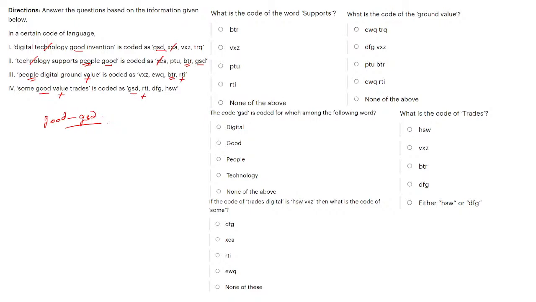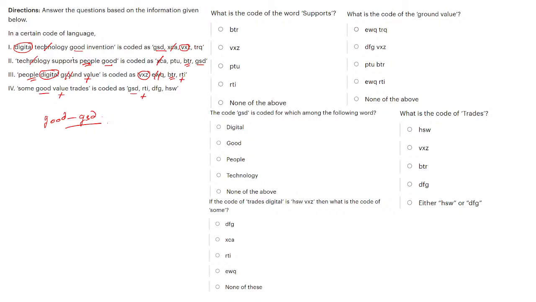Digital ground, okay, digital, right? So digital is here, right? Digital is here and digital is here. So what is the code for digital? That means VXZ, right? This is the code here. Okay, now moving to solve it, and only one left, that is for ground here. What is the code for ground? EWQ, right?